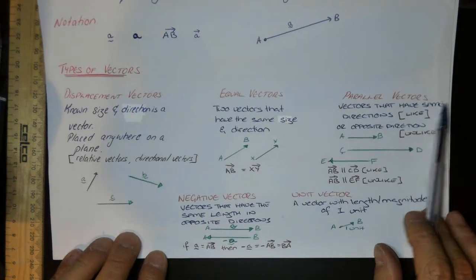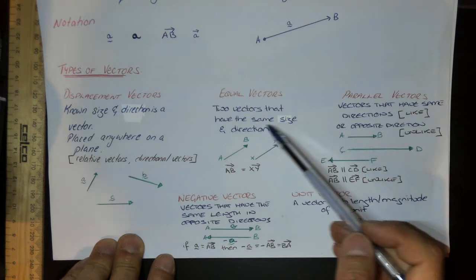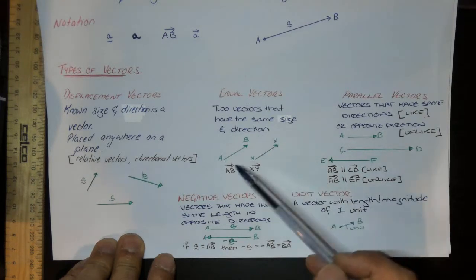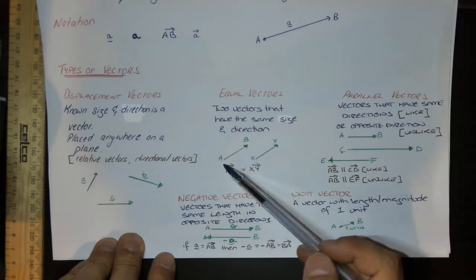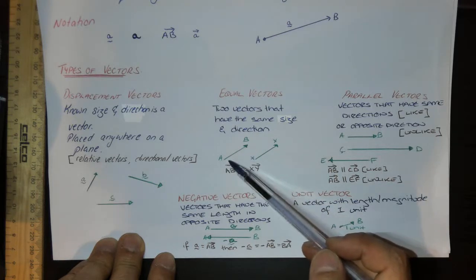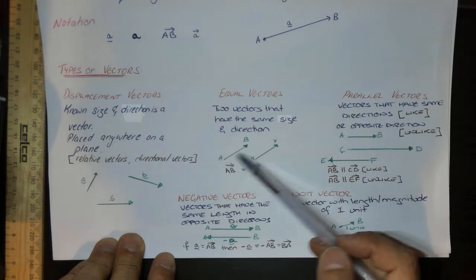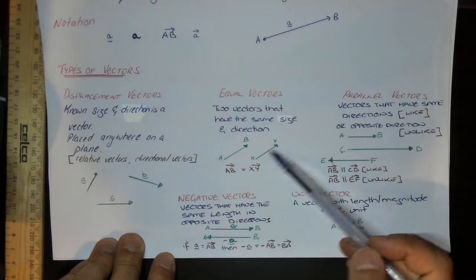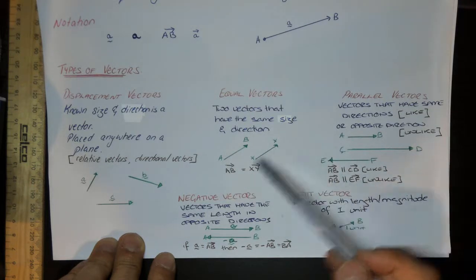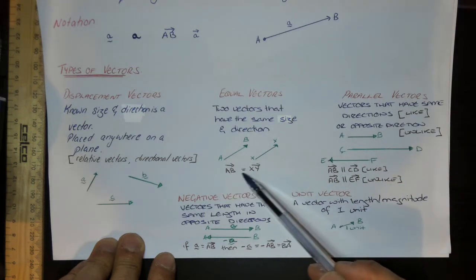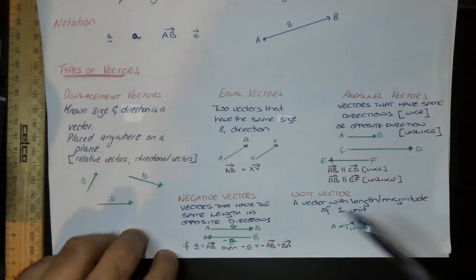We can have equal vectors. These are two vectors that have the same size and direction. So for example, here I've got a vector AB. Let's say it has a length of 1.5. It's the same as XY, and they both go in the same direction. So the vector AB is equal to the vector XY.